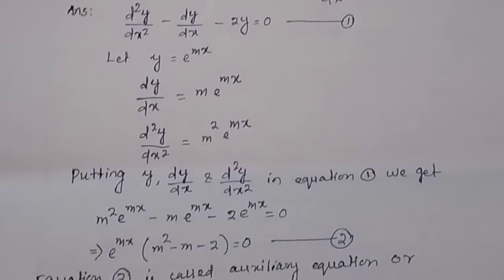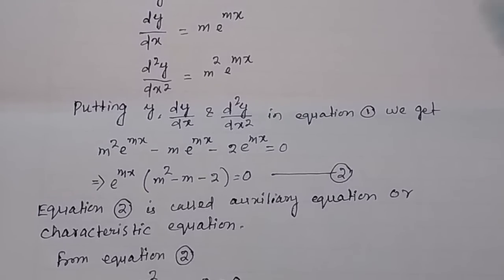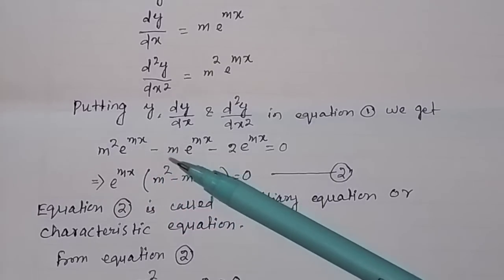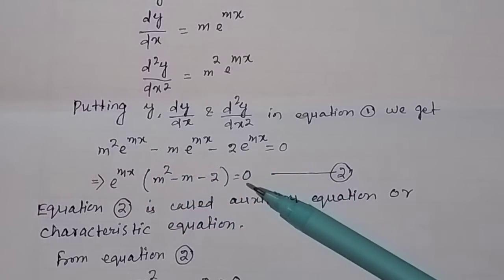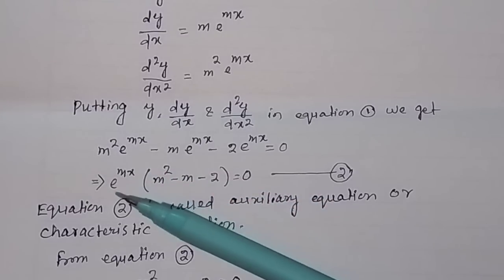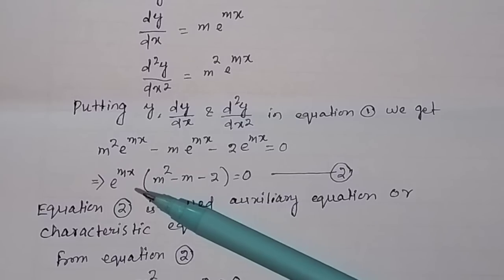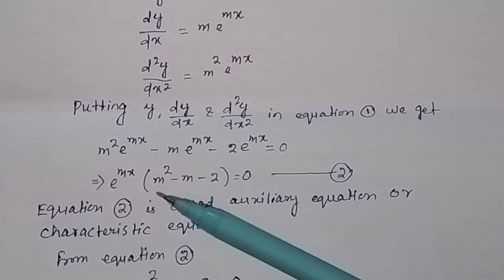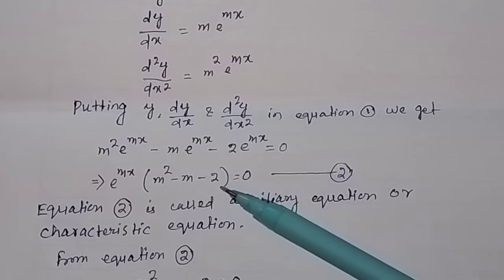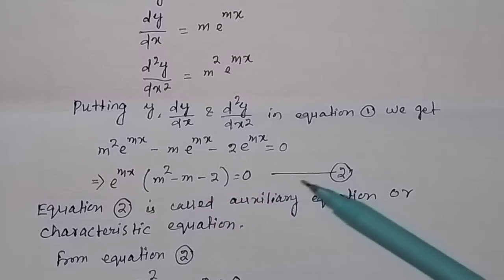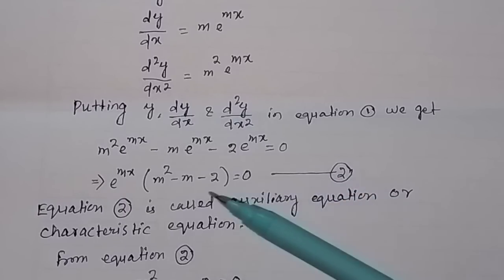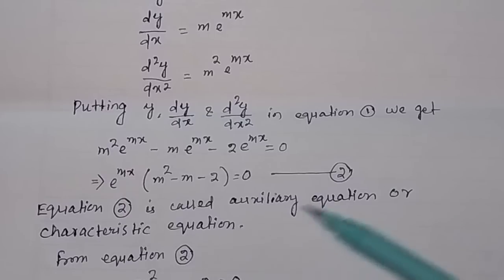And if you take e to the power mx common, then what will you get? In the bracket you have m square minus m minus 2, that will be equal to 0. Since e to the power mx is not equal to 0, because it is the solution of the equation, and the solution is not equal to 0, the value in the bracket, m square minus m minus 2, will be equal to 0. And this equation 2 is called the auxiliary equation. You have to remember it. This equation is called the auxiliary equation or characteristic equation.